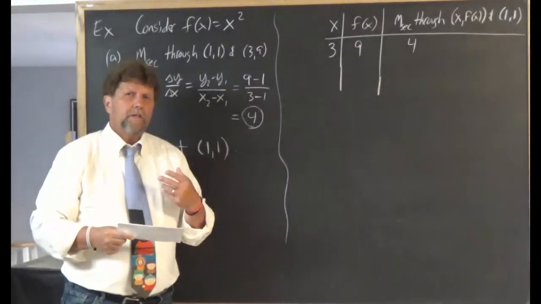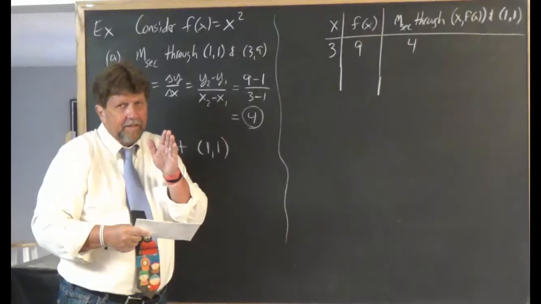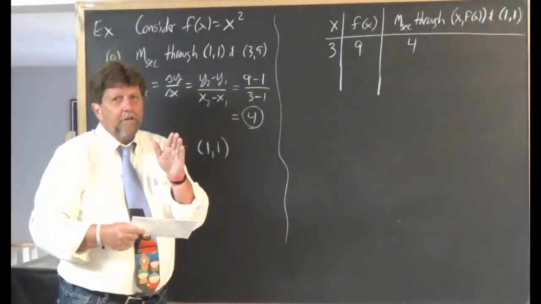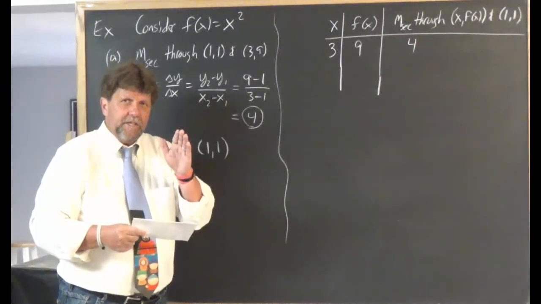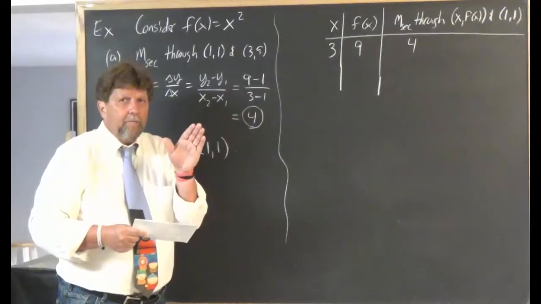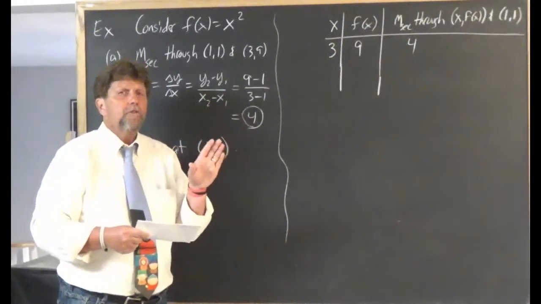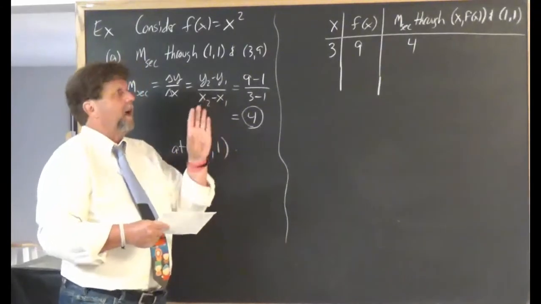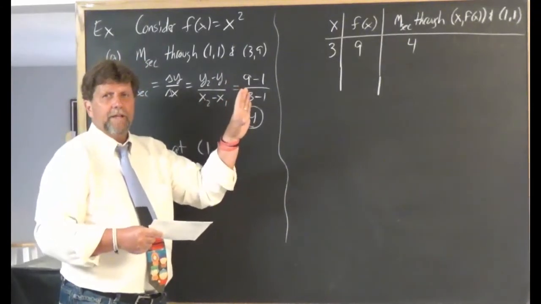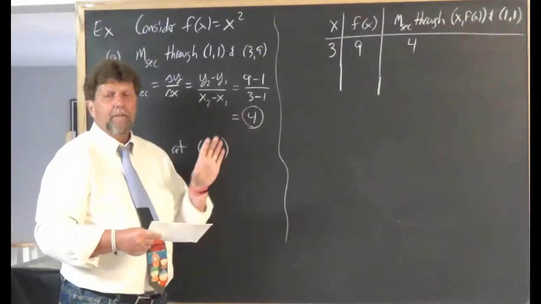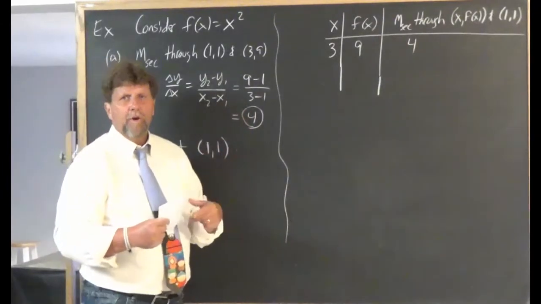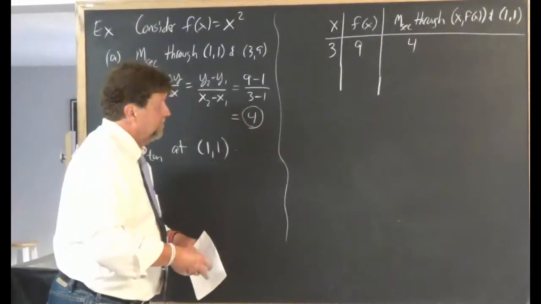Now this table is going to come in handy as we try to do part B. We know now the slope of a secant line. I'm going to try to find the slope of another secant line, but I'm going to let the second point get closer to the point (1, 1). We started off at the point (3, 9). Now I'm going to try to get closer to the point (1, 1).